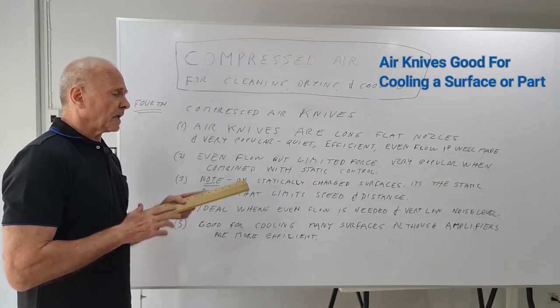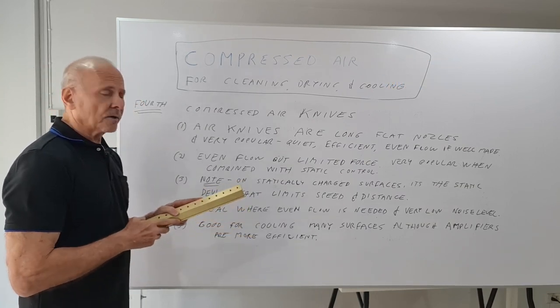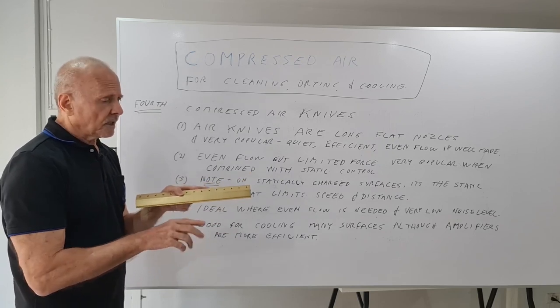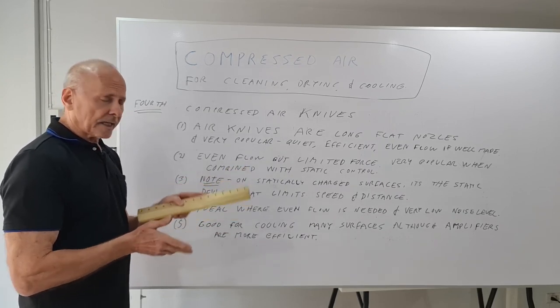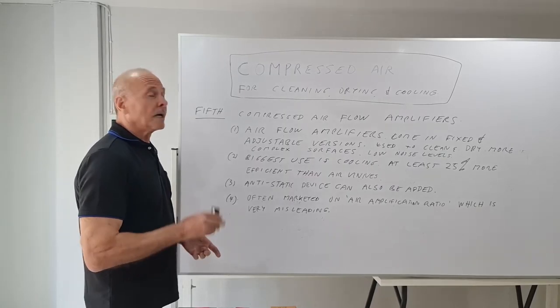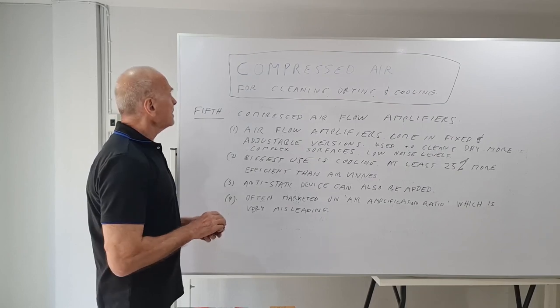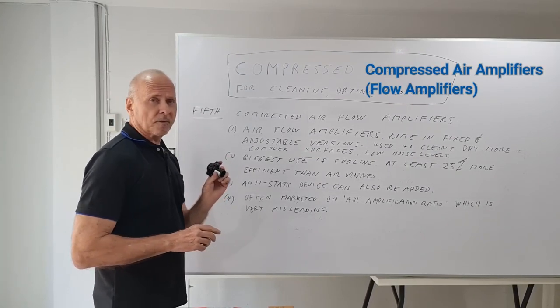Normally for cooling, we tend to recommend the air amplifiers, which we'll talk about next, but the air knives, because they have a very efficient and strong laminar flow at a distance, can cool surfaces very quickly as well. The fifth product to consider is the compressed air operated airflow amplifier.